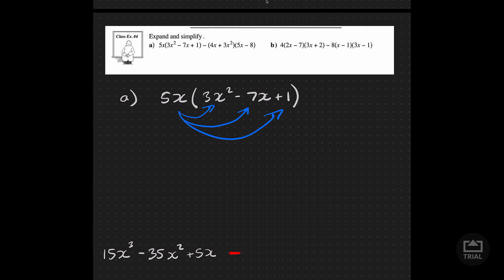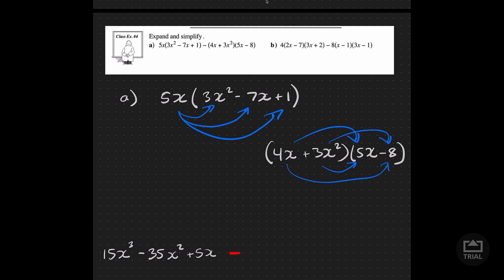So I'm just going to move this down here, and I'll do the work with those two binomials up top. So the second part of it is going to be 4x plus 3x squared times 5x minus 8. Okay, and we're just going to do the first, the outside, the inside, and the last. So 4x times 5x is going to be 20x squared. The outside is 4x times negative 8, which is negative 32x. The inside is going to be a positive 3x squared times 5x, which is going to be 15x cubed.